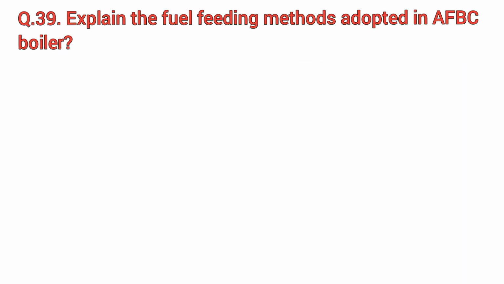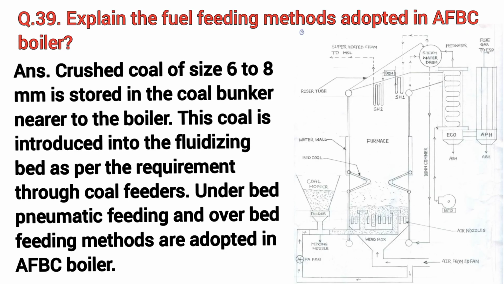Explain the fuel feeding methods adopted in FBC boiler. Crushed coal of size 6 to 8 mm is stored in the coal bunker nearer to the boiler. This coal is introduced into the fluidizing bed as per the requirement through coal feeders. Under bed pneumatic feeding and over bed feeding methods are adopted in AFBC boiler.